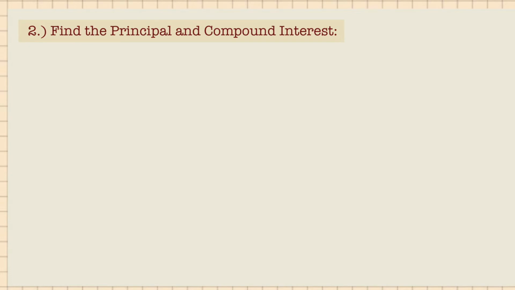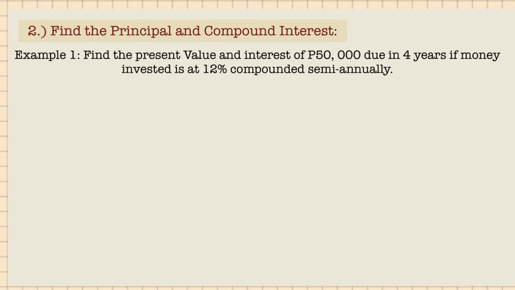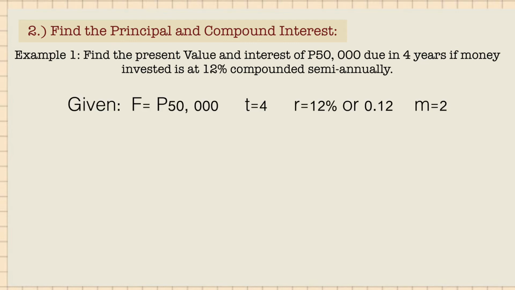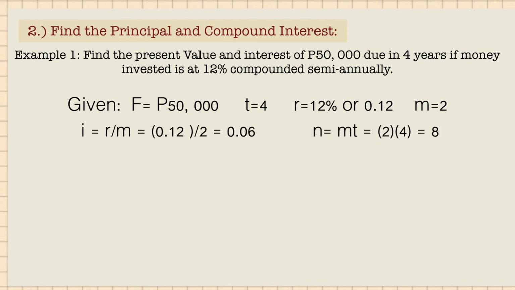Now let's try to find the principal and compound interest. First example, find the present value and interest of 50,000 due in 4 years if money invested is at 12% compounded semi-annually. So we have the given F equals 50,000, T equals 4, R equals 12% or 0.12, M equals 2. Now with the formula R over M, we get 0.12 over 2 equals 0.06. Now N equals MT equals 2 times 4, that turns to 8.